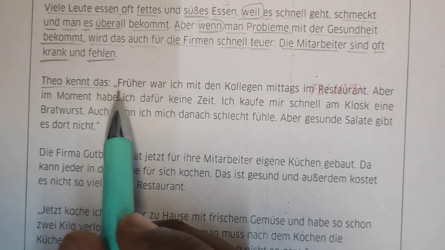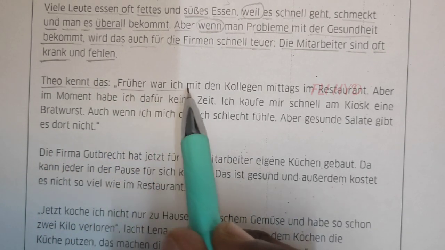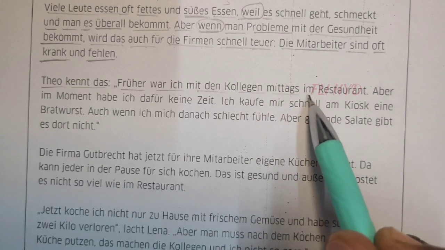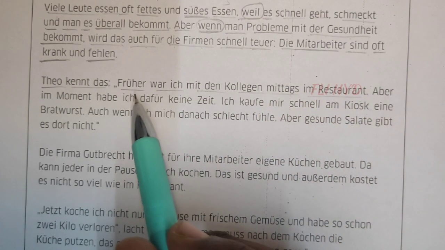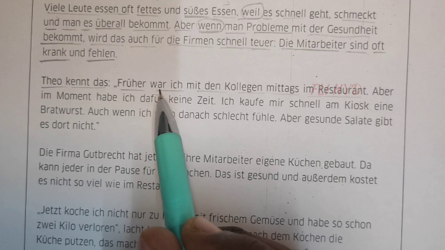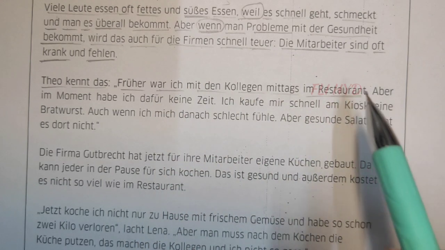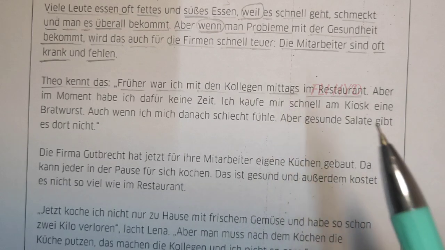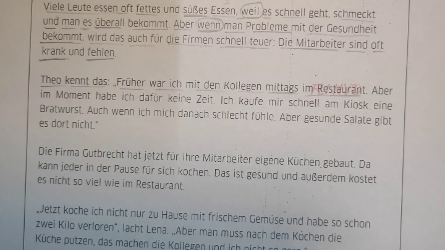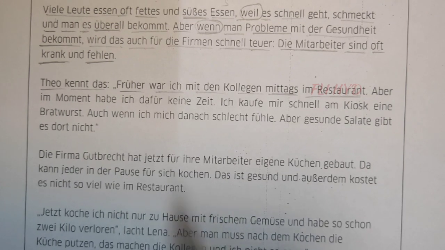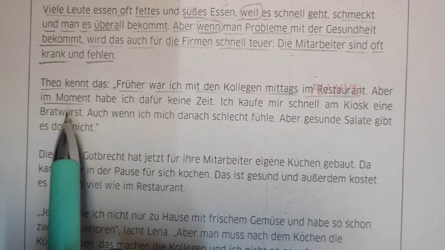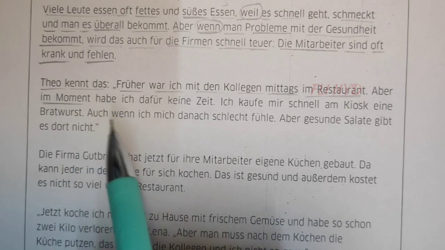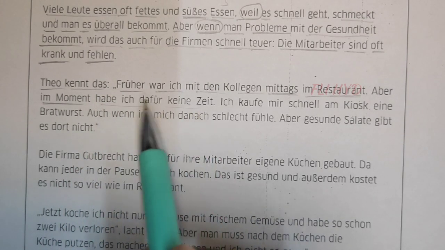Theo knows that. What does he know? Früher war ich mit den Kollegen mittags im Restaurant. Früher, earlier, ich war, I was, im Restaurant, in the restaurant, mit den Kollegen, with the colleagues, mittags, at noon. So Theo knows that earlier he was in the restaurant in the afternoons with the colleagues. Aber, but, im Moment, right now, at the present moment, habe ich dafür keine Zeit. I have no time for that.